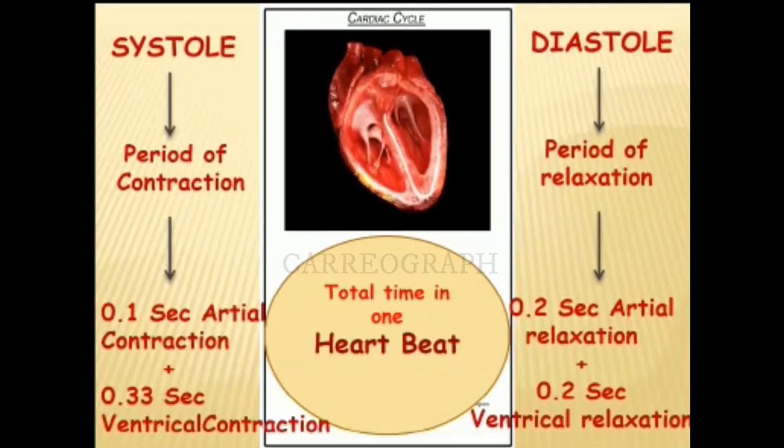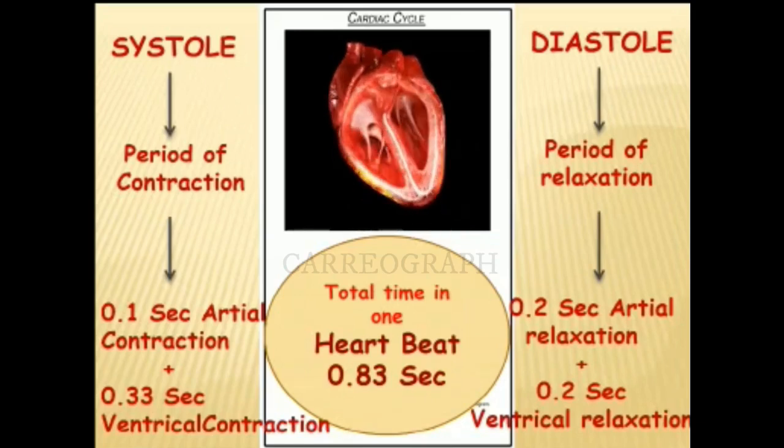So friends, we have seen the total time in systole as well as diastole, that is one systole and diastole is 0.1 plus 0.33 second plus 0.2 second and plus 0.2 second. Total it is 0.83 seconds. This 0.83 second is the total time taken in one heartbeat.